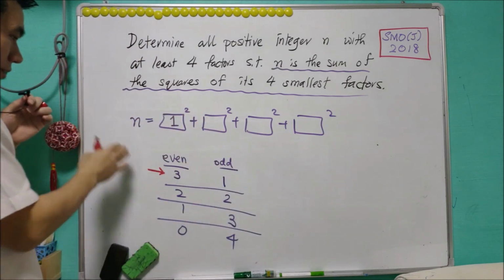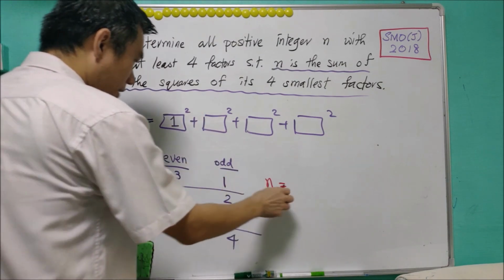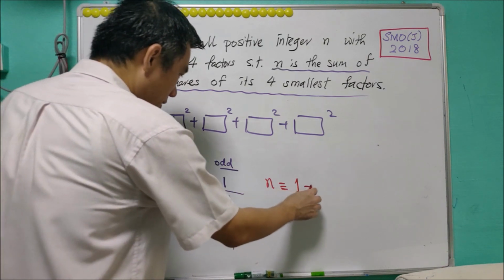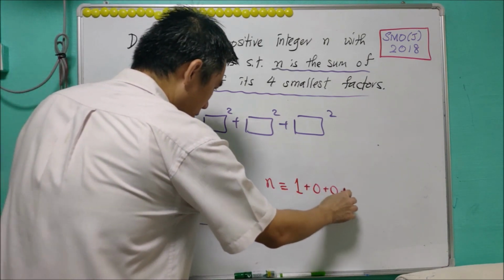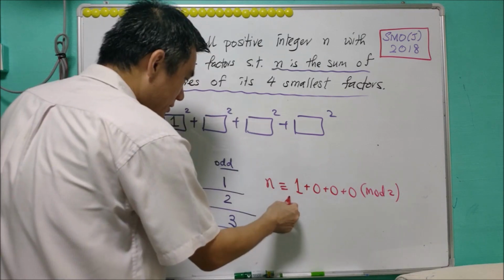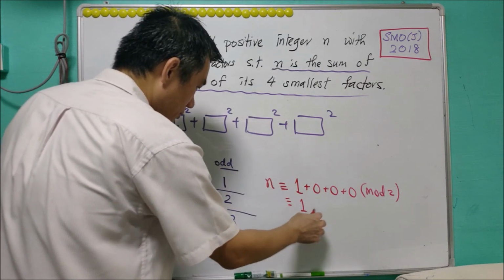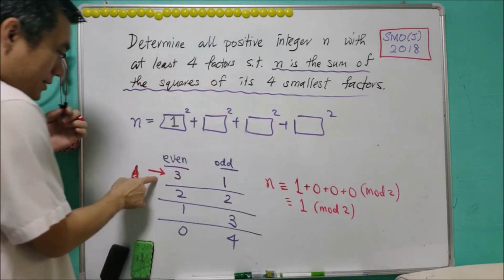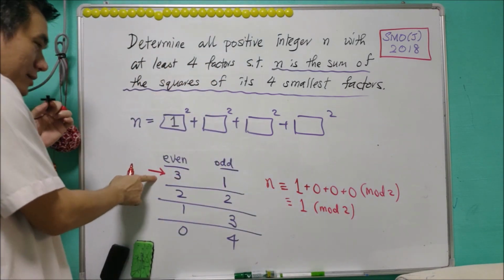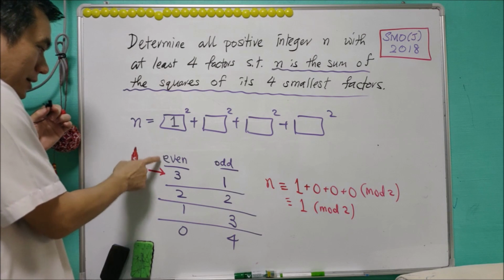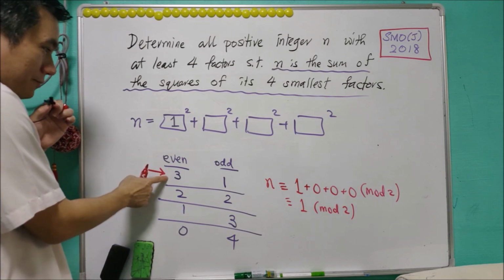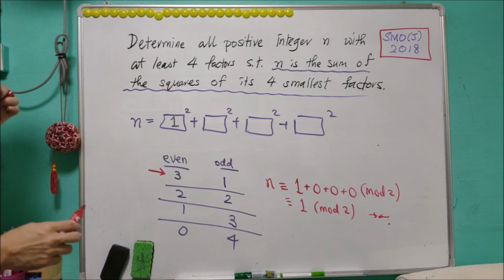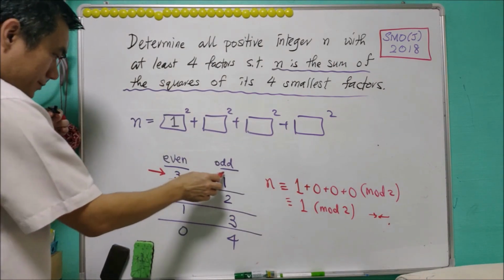Suppose that there's only 1 odd and the rest are even. What does it mean? It means that n has 1 odd number and 3 even numbers. We'll consider the number modulo 2. This means that n is congruent to 1 mod 2, so n is an odd number in this case. If n is an odd number, then it cannot have an even factor, and this will be a contradiction. Therefore, this is not possible.